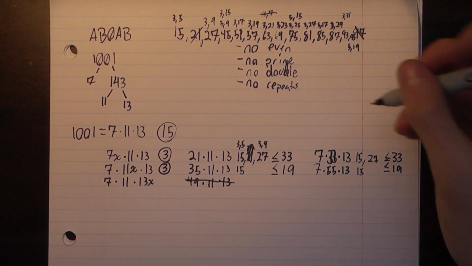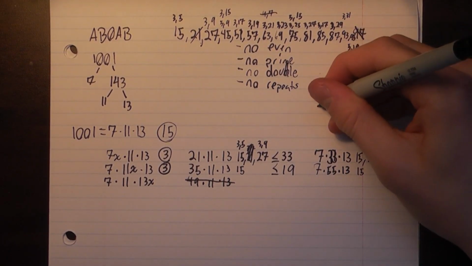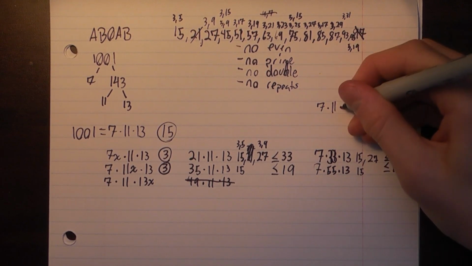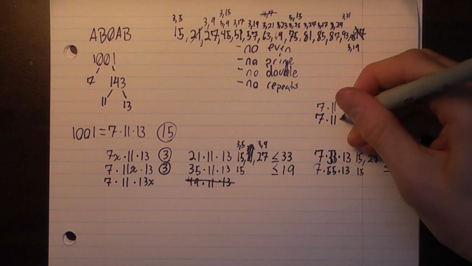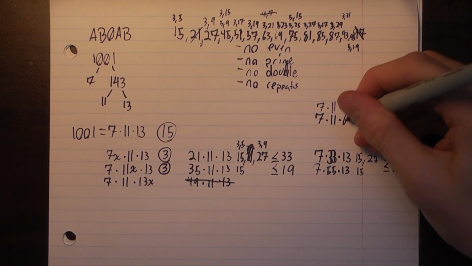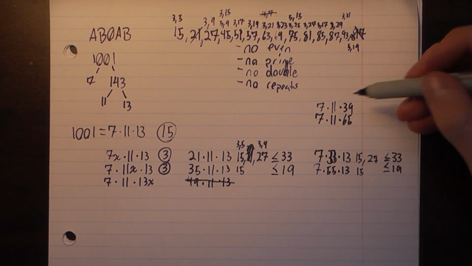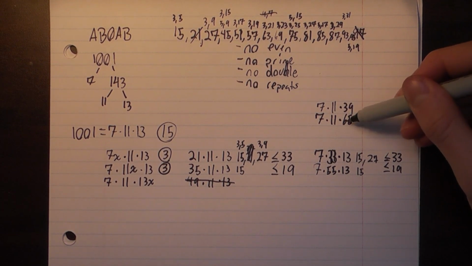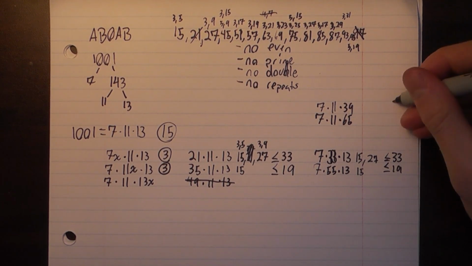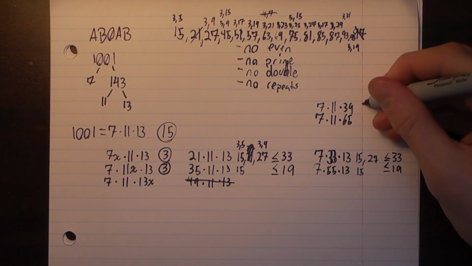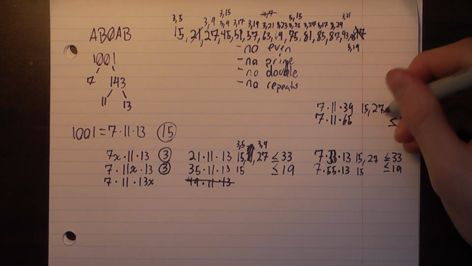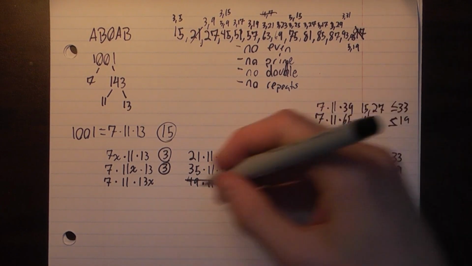And it's the exact same for 13x. 7 times 11 times 39. 7 times 11 times 65. This is 3003. This is 5005. Same limits. 33, 19, 15, 27, 15, 3 possibilities.